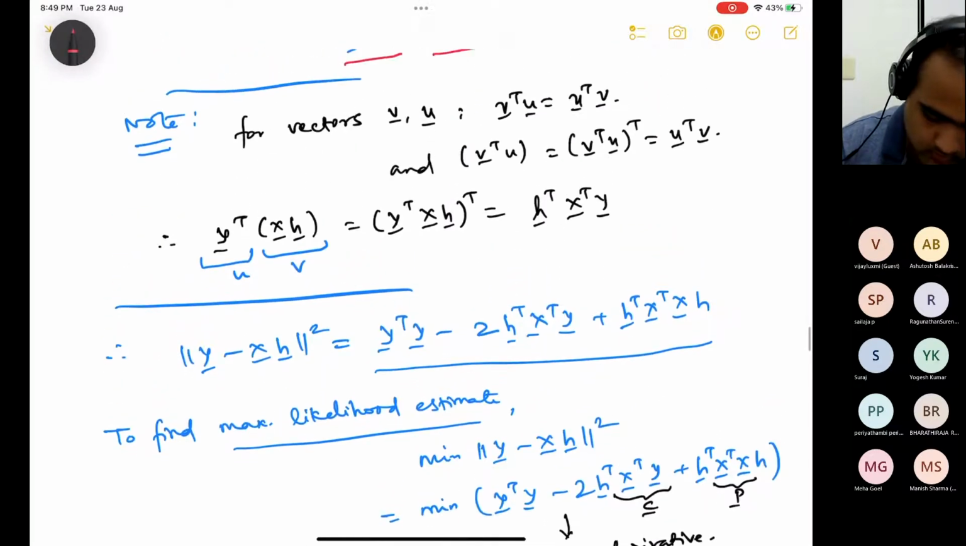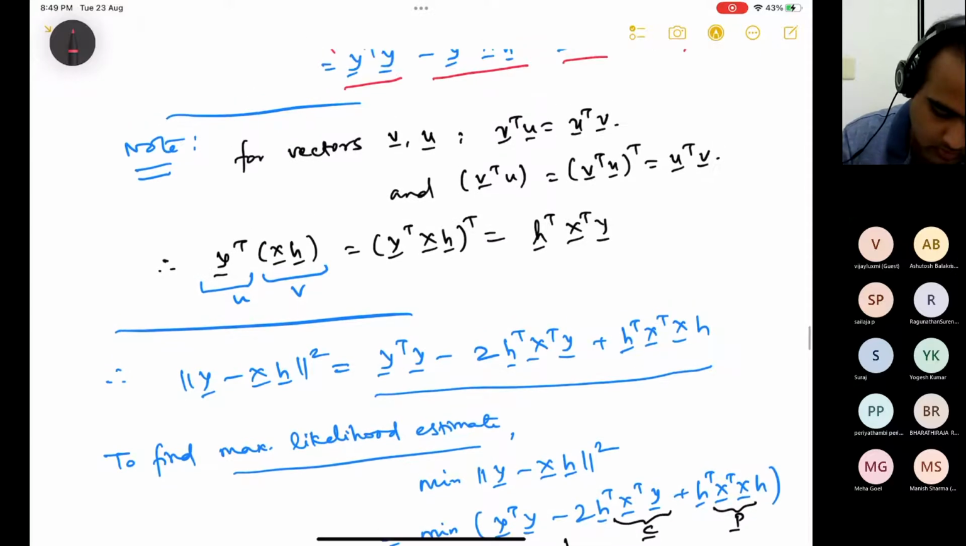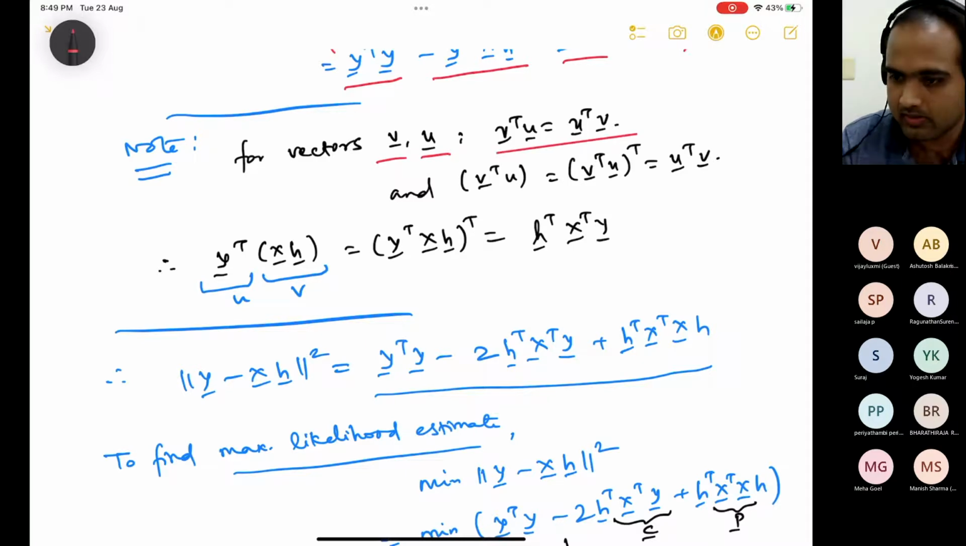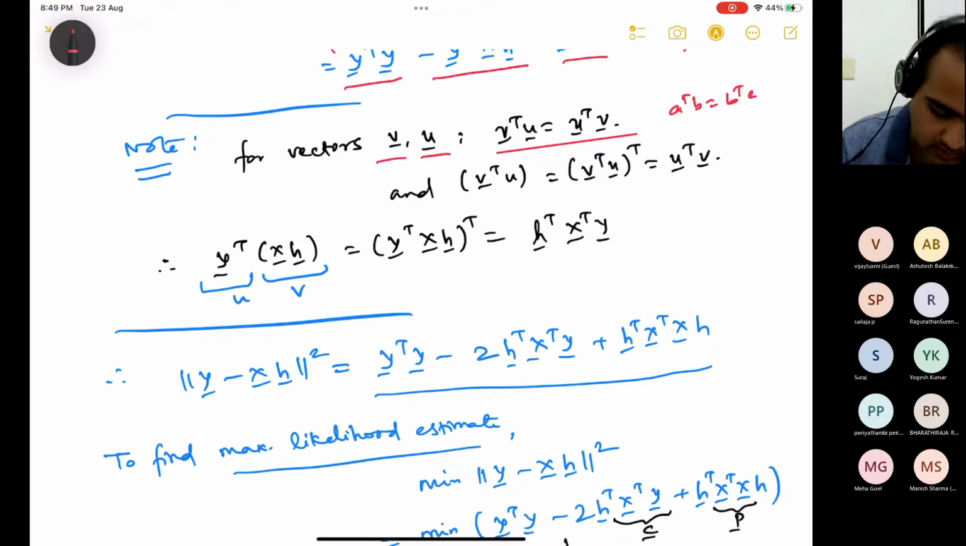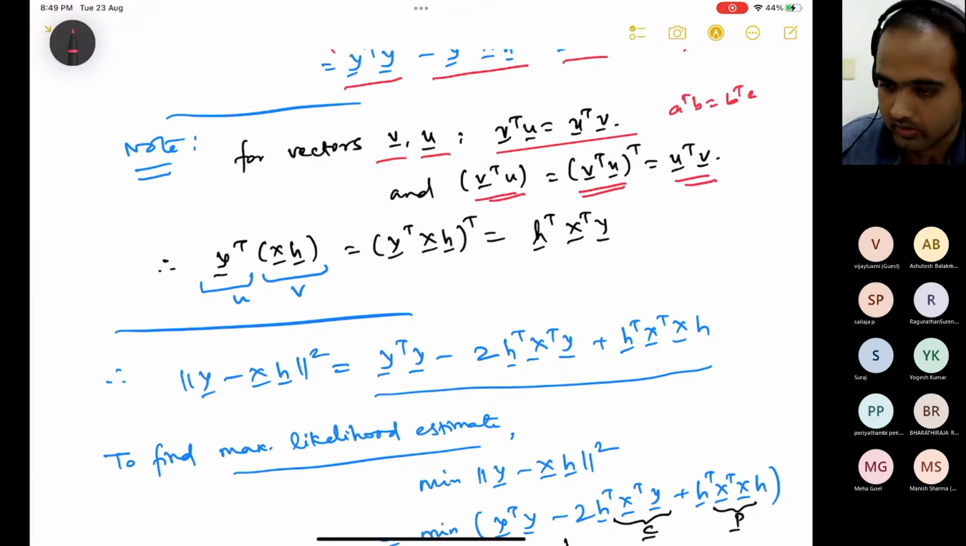So just note that for vectors v and u, v transpose u is u transpose v. This is a property, right? Or you can say a transpose b is b transpose a. Same thing. We are playing with vectors, and v transpose u is v transpose u transpose, which is u transpose v, right?